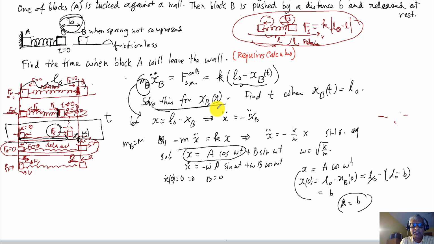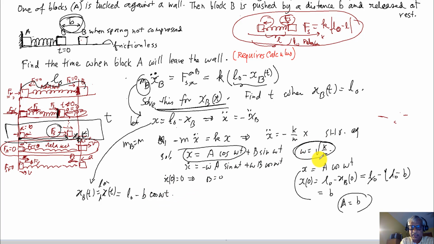So there was a strategy. We found x of b. So using this, I get x of b at t equals L0 minus x of t, and L0 minus x of t is L0 minus b cosine omega t, and omega is this thing, right? And so we want to know when this is equal to L0.